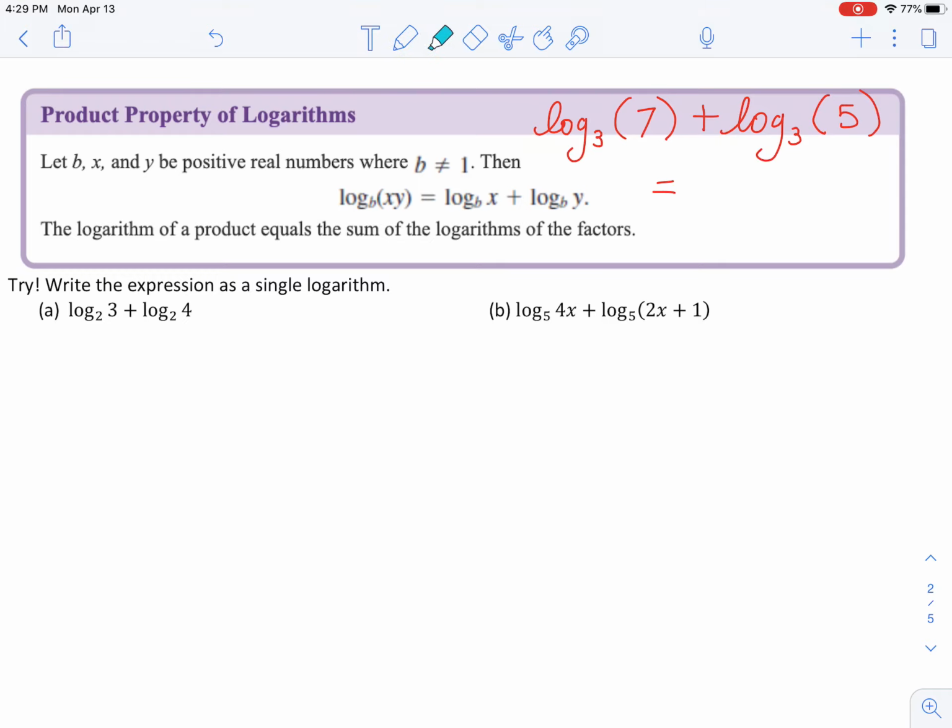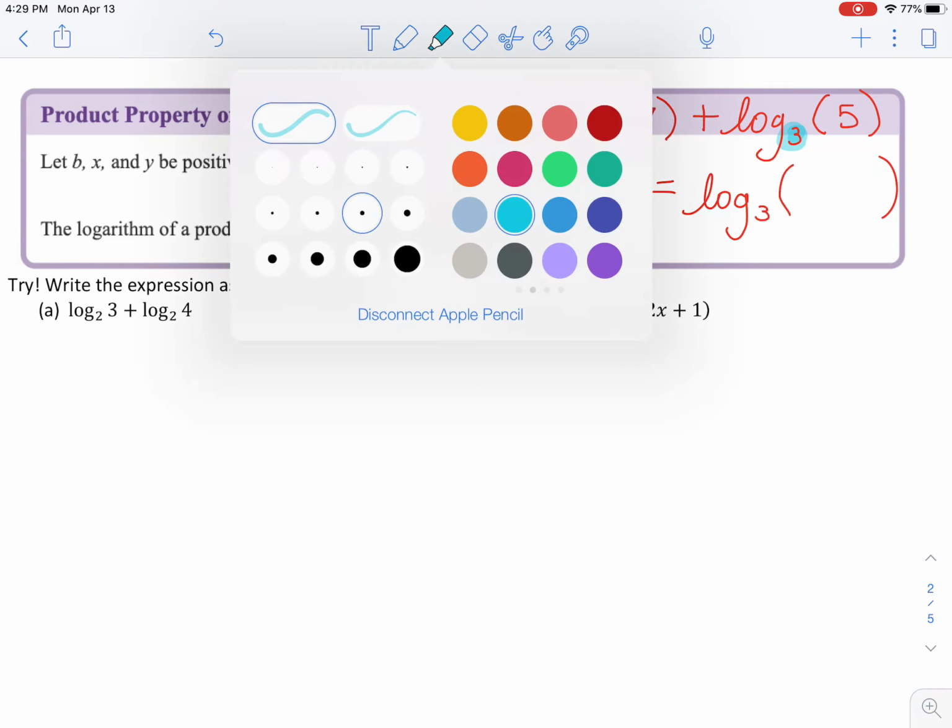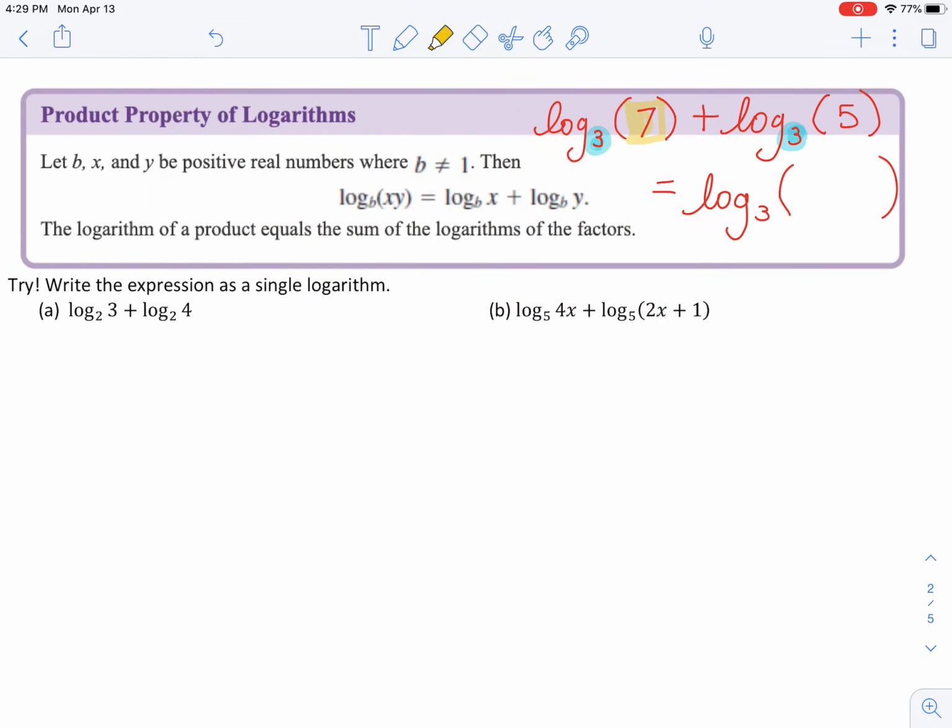First of all, they must have the common base. Do they have a common base? Yes, their bases are both 3. If they have the common base, you can combine them and write this as a single log base 3. But then the product property is talking about what you do with the arguments. You see that you have a 7 here, and we have a 5 for the other argument. When you are adding these common base logs, you can find the product of their arguments. So I will do 7 times 5 and get 35.